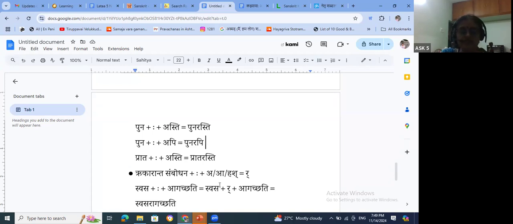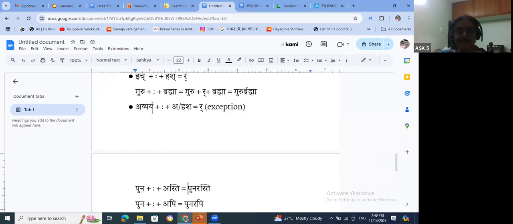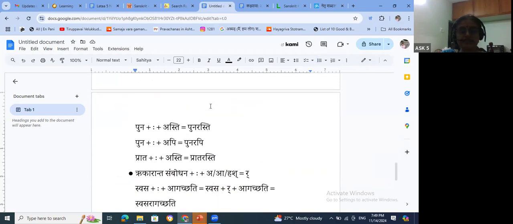So only three rules. Each followed by Ach or Hash will become Repa, like Rishi, Rasti, Guru, Brahma. And then Avyayam with a Visarga followed by Hasva or Hash will become Repa. And this is an exception to Tvam. And Rikaranta Sambodhana followed by A and Hash will become Repa. Is this enough for the day?